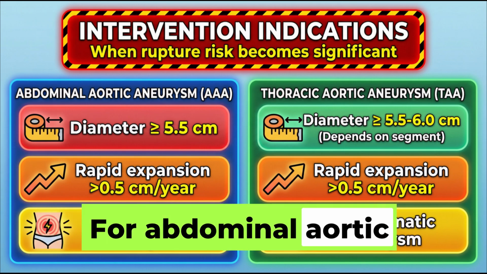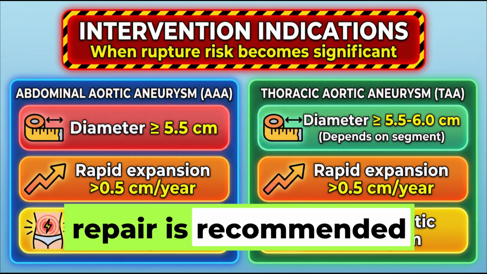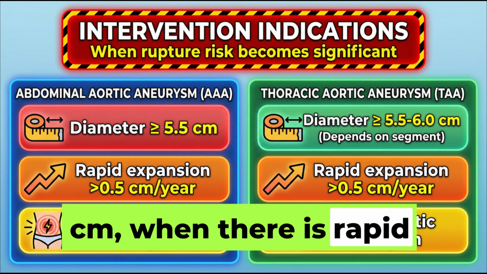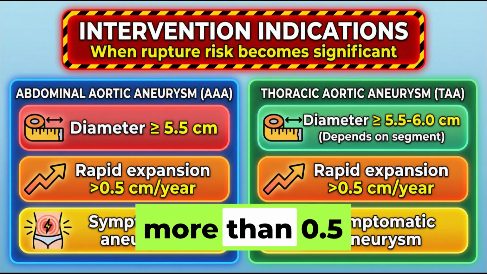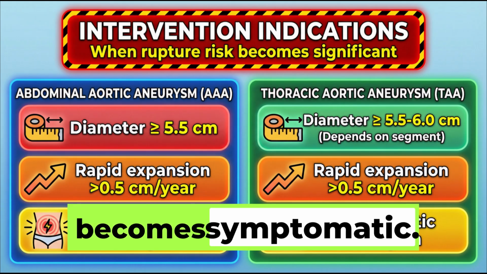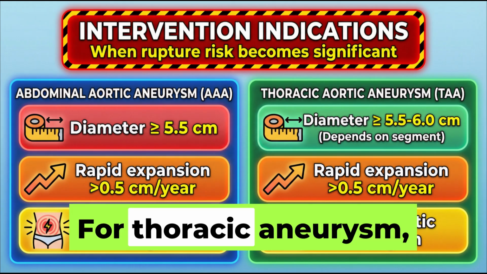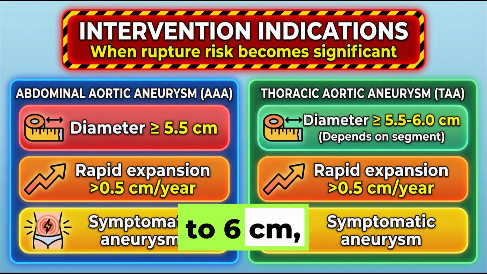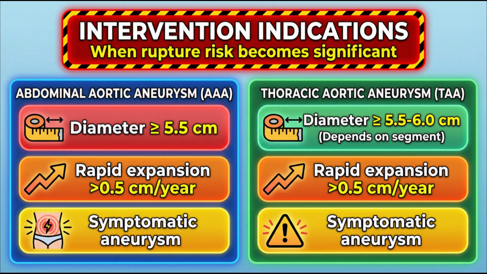For abdominal aortic aneurysm, repair is recommended when the diameter reaches 5.5 centimeters, when there is rapid expansion, defined as more than 0.5 centimeters per year, or when the aneurysm becomes symptomatic. For thoracic aneurysm, the threshold is usually 5.5 to 6 centimeters, depending on the segment involved.